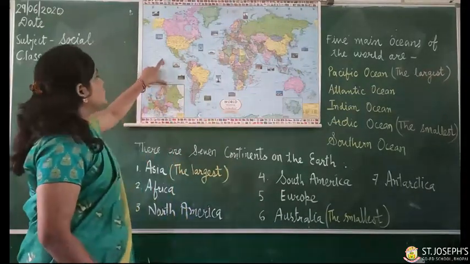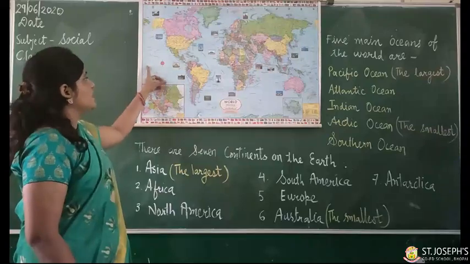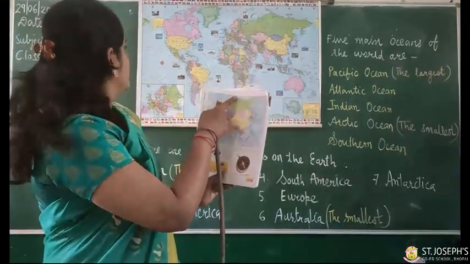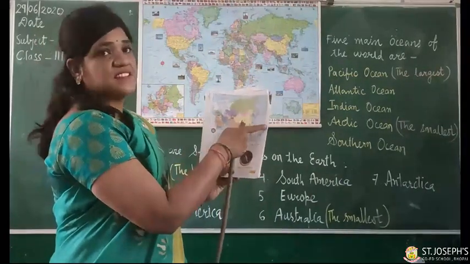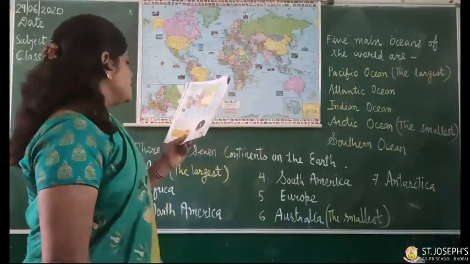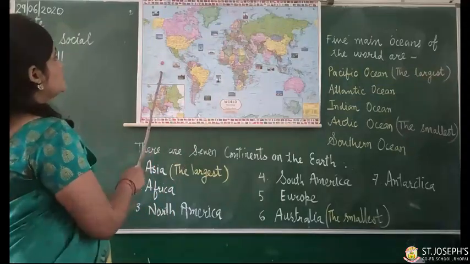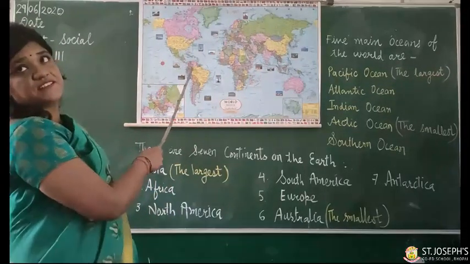Here you can see this is north, this is south, this is west, and this is east. So there are 4 directions: north, south, west, east.